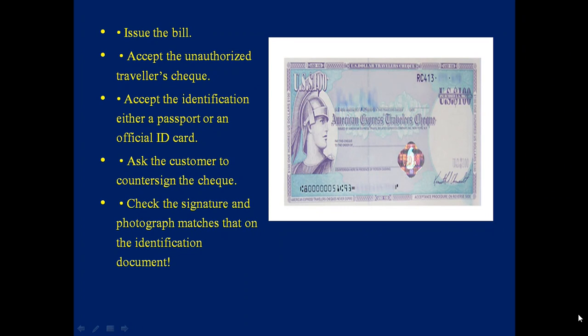Ask the customer to countersign the check. Unless and until he or she signs as a countersign, the traveler's check can't be accepted. Check that the signature and photograph match those on the identification document. When the guest submits all the documents to the front office, it is the duty of the front office attendant to verify the photographs, signatures and all the documentation, whether all match or not. If something is missing, then you can take the help of your senior authority.